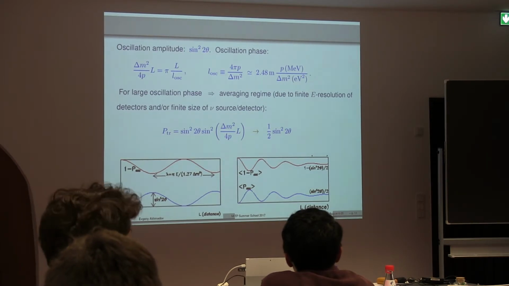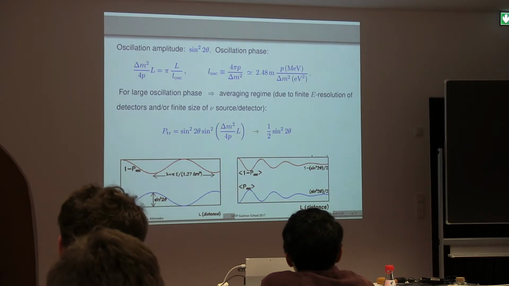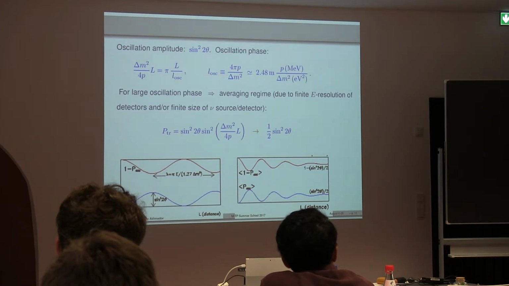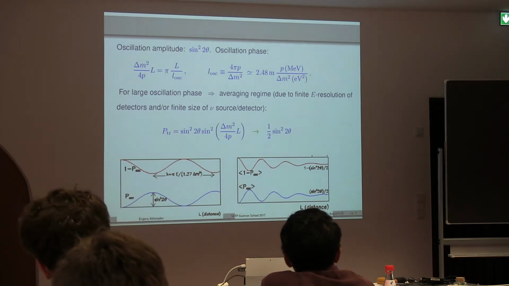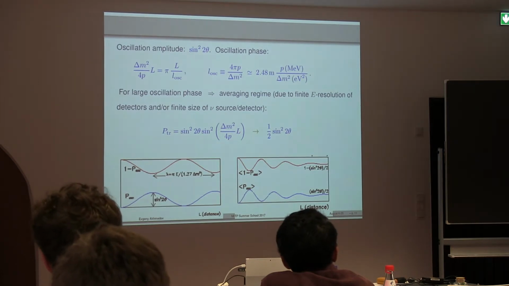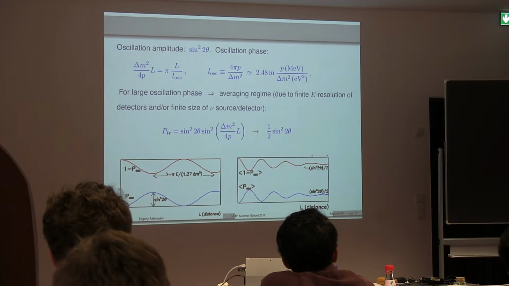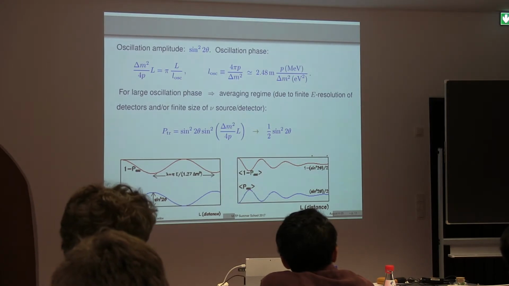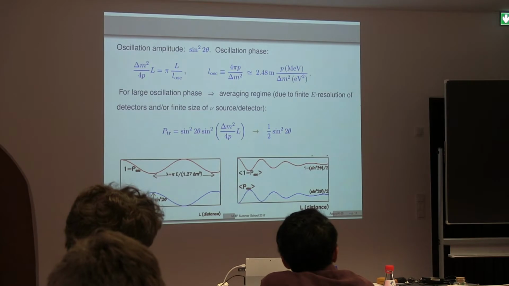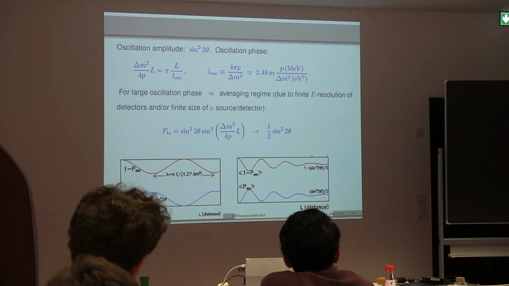Okay. Now, what happens if the oscillation phase here is very, very large? If it is large, then even small fluctuations of the phase will lead to averaging. And we have to take into account that all the experiments have finite energy resolution. So we have to integrate over the energy resolution of our experiment. And also all the sources and detectors are not point-like, they have finite size. And we normally do not know where exactly in the detector the neutrino is detected, or where exactly in the source the neutrino is produced. So we have to integrate over these uncertainties.